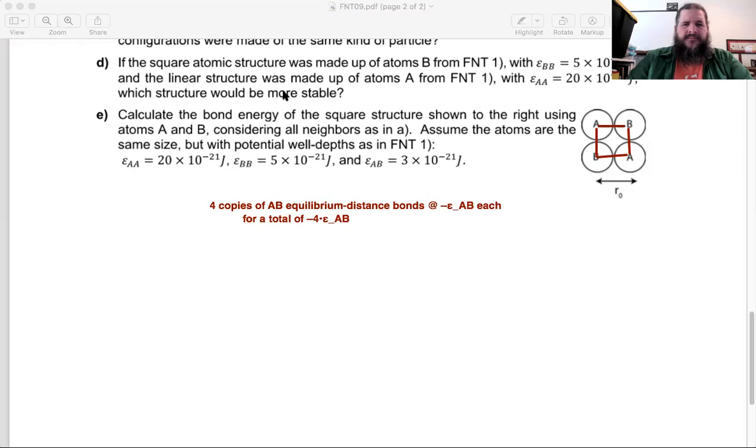The AA and BB. Yeah, we've got a bond from AA. It looks like just one. And we've also got one bond from B to B. So listing all those out, we've got one copy of an AA bond. And is that equilibrium distance? That would be R0 root 2. Yeah.